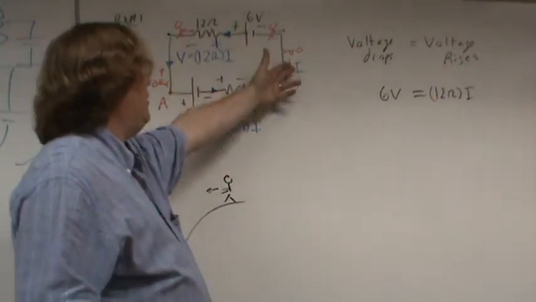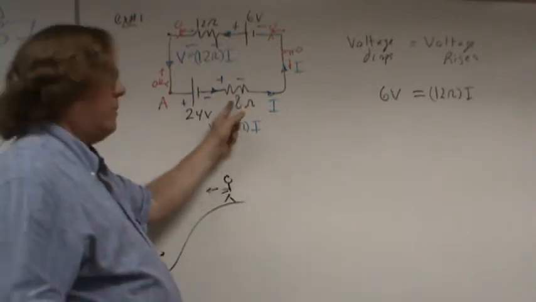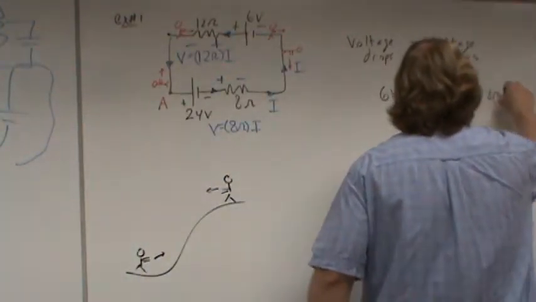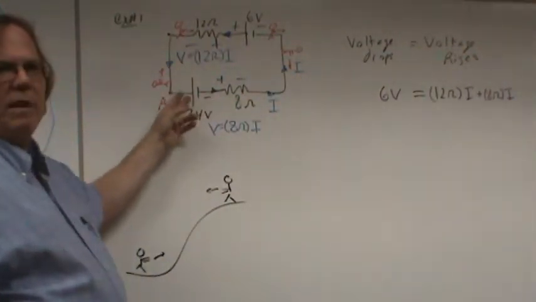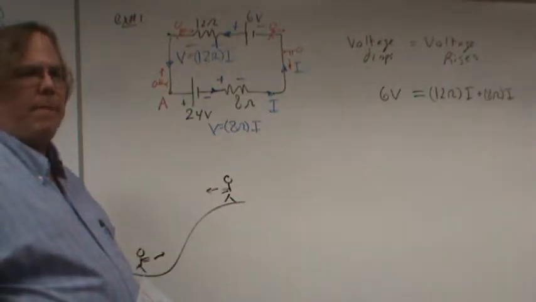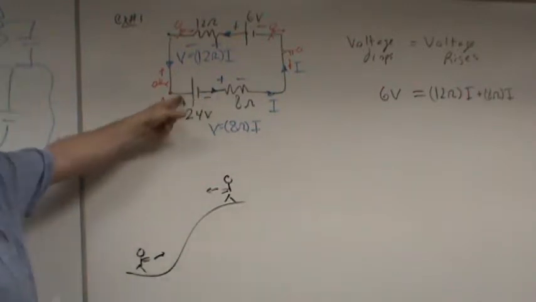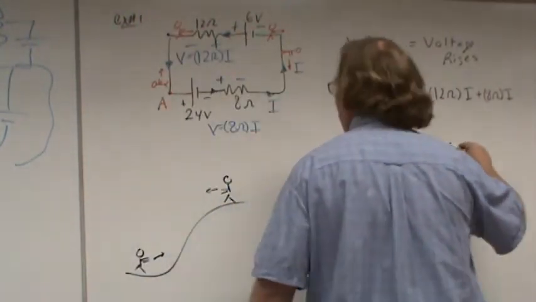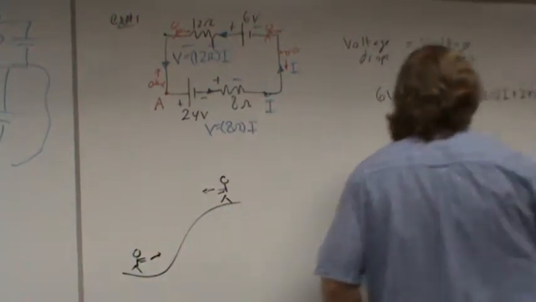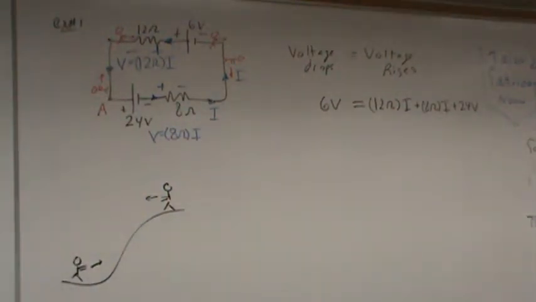Now my little walking man continues along his way. Right there, is that a voltage drop or a voltage rise? Yeah. It's a rise. And as he continues on, now he hits this 24 volt. And tell me, is that a rise or a drop? He's hitting negative, and then he's getting to positive. Wow. That's a rise. So that's going to be over here, 24 volts. And then finally, he gets back to point A, and he's completed the loop. He completed the loop, and all the voltage drops have to equal all the voltage rises.